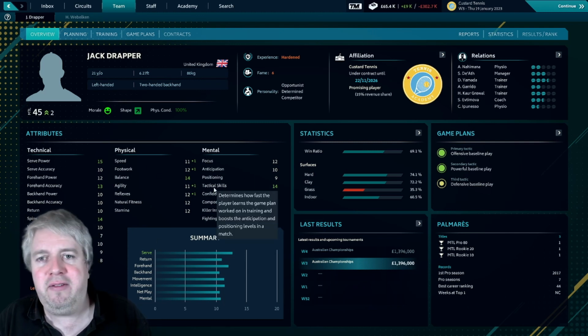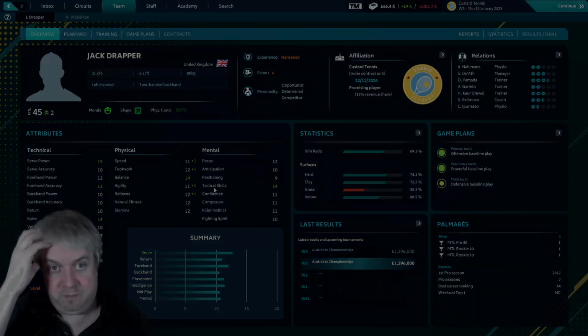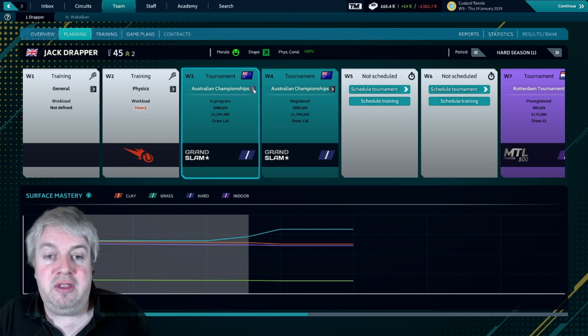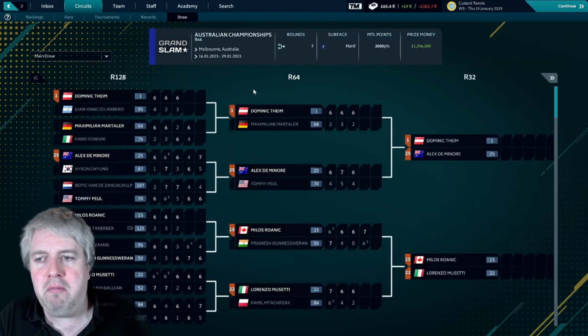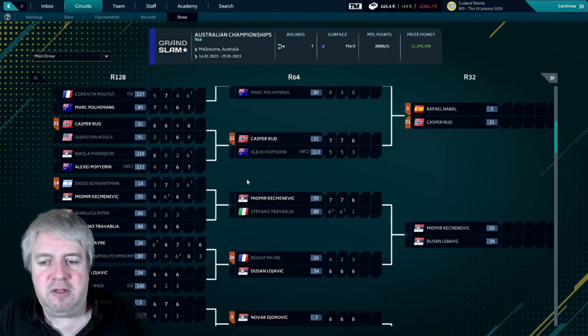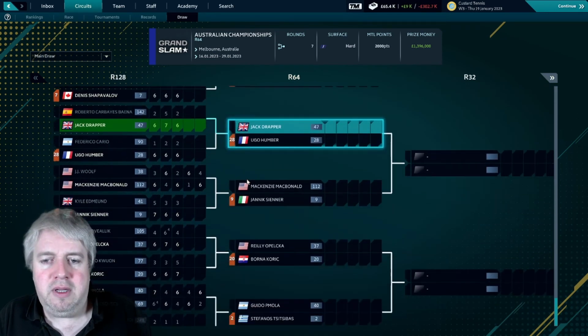We've not altered the staff at the minute. The main changes have been in the academy facilities. We're currently 45th in the world, and we are at the Australian Open. Now, we're not expecting to win this. Absolutely, that'd be a mad idea. But what we have done is played the first round match, and we did get through that.